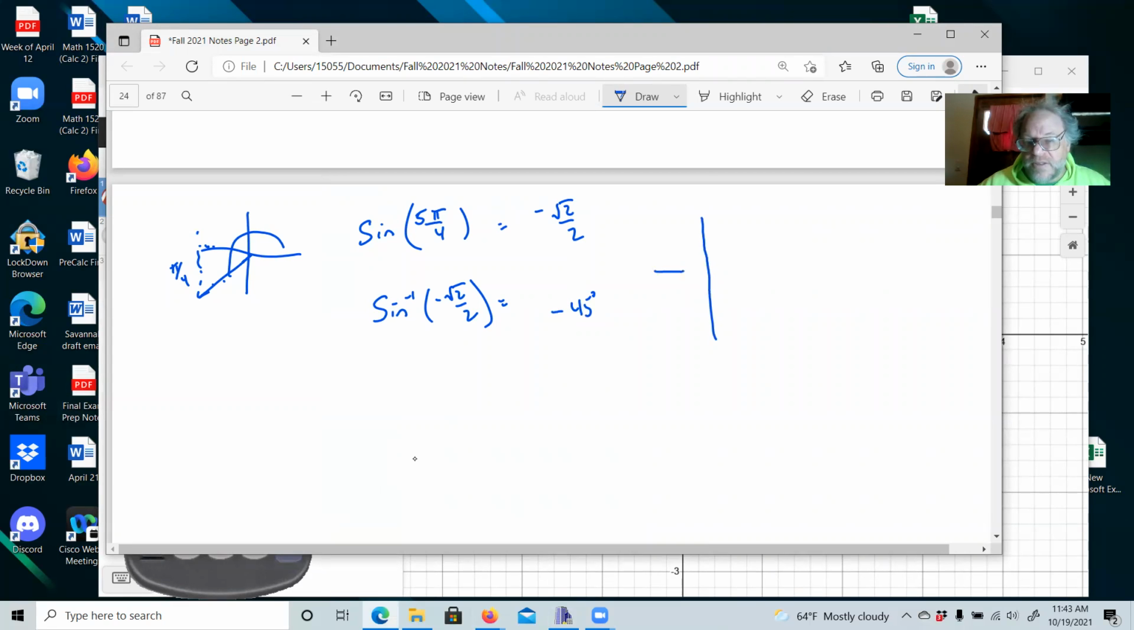Where is negative 45 degrees? It's here. This is negative 45 degrees, or negative pi over 4, or 7 pi over 4, depending on how you want to represent it. What's the angle we started with? The angle we started with is this one. We did not get back the same thing. Usually with an inverse function, you expect that if I do sine inverse of sine of 5 pi over 4, you would get 5 pi over 4. But you don't. You don't get that.